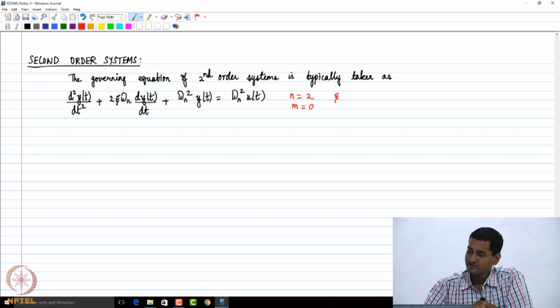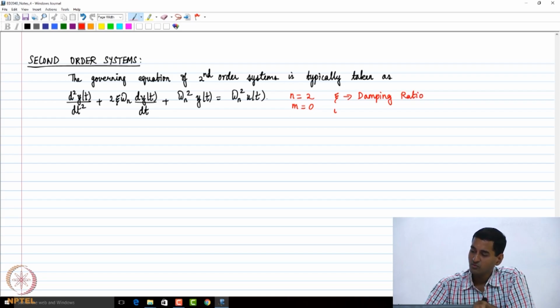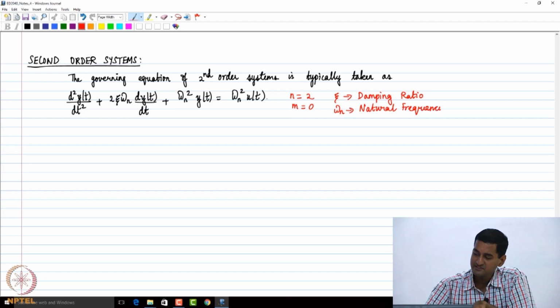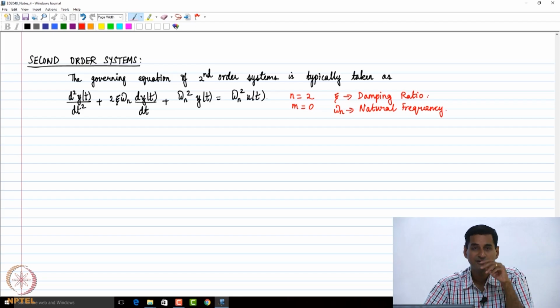Of course, before we calculate the poles, the value zeta is what is called the damping ratio. Omega n is what is called the natural frequency of the system. We would revisit these parameters, and then I would ask you to define these parameters.